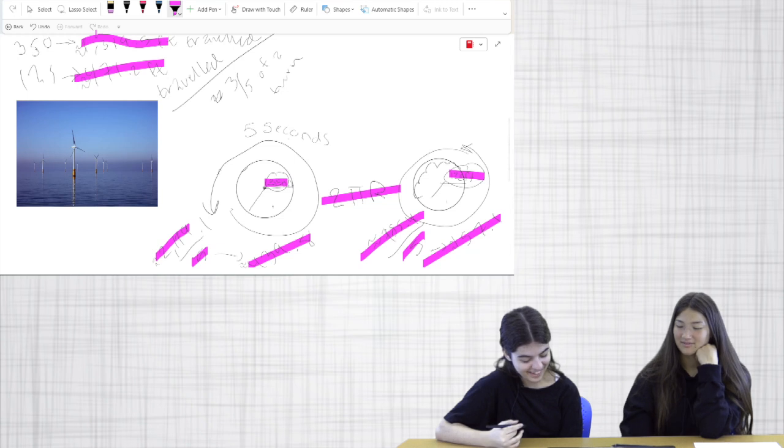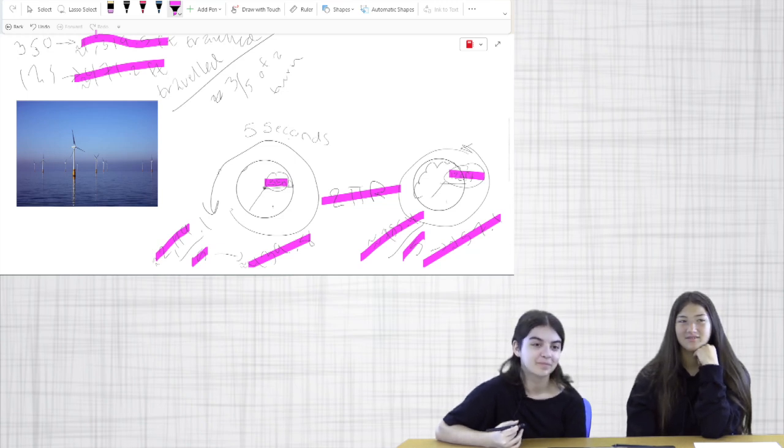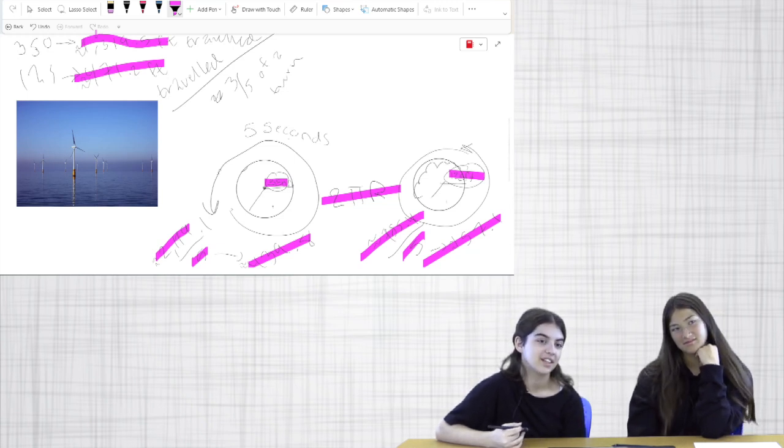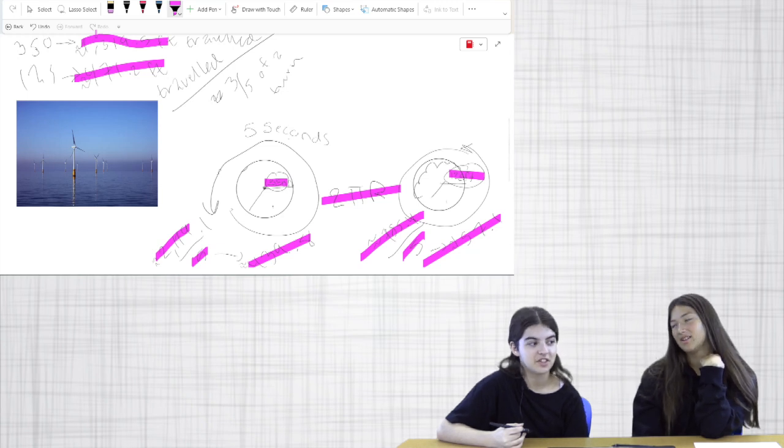So in general, how does the radius relate to how far you go? The larger the radius, the more distance you'll travel.